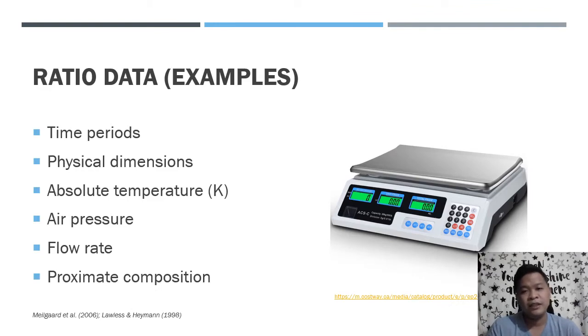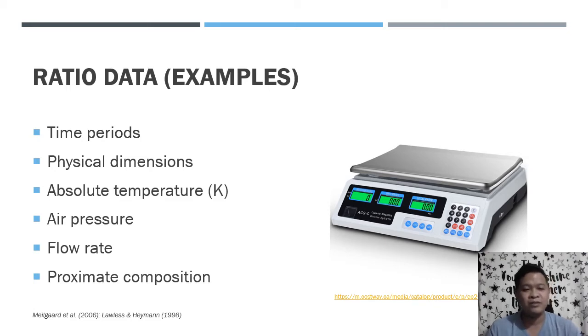So ratio data is pretty rare in sensory evaluation. Most of the examples are those measurable in physics, such as absolute temperature, physical dimensions, and so on. Like a 1 centimeter long piece of fruit is half as long as a 2 centimeter piece of fruit, for example, or 10 seconds is twice as long as 5 seconds. That's why they're called ratio scales. They have an absolute zero.